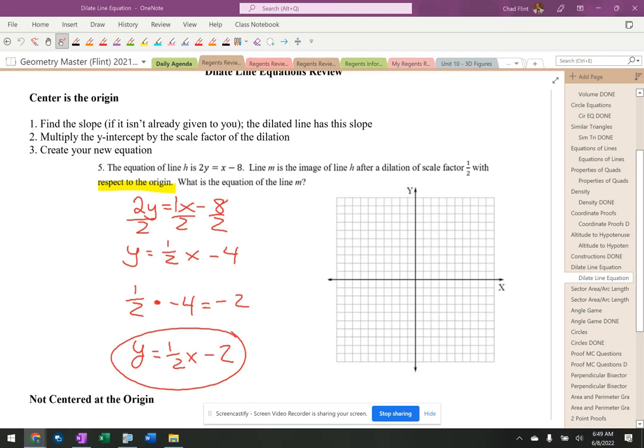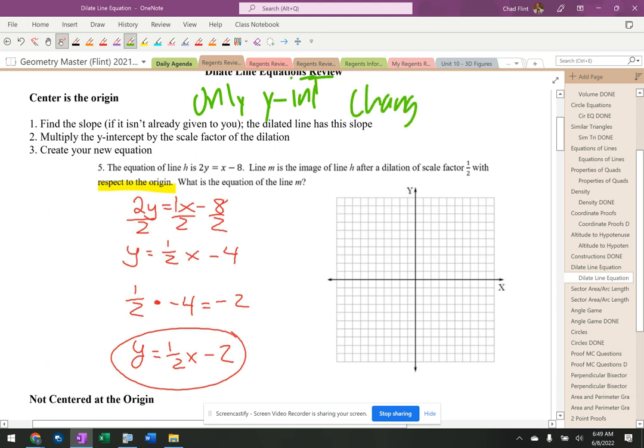Dilated line equations are also pretty much always on the Regents exam, and they're pretty straightforward. There are two cases. If it's centered at the origin, you find the slope, multiply the y-intercept by the scale factor, and create your new equation. Basically the only thing that's going to change is the y-intercept. So I'm going to write down: only y-intercept changes, because you're going to do that right there.